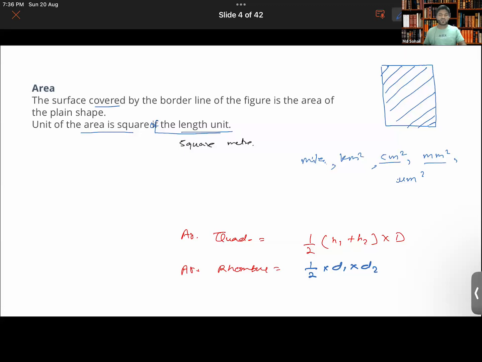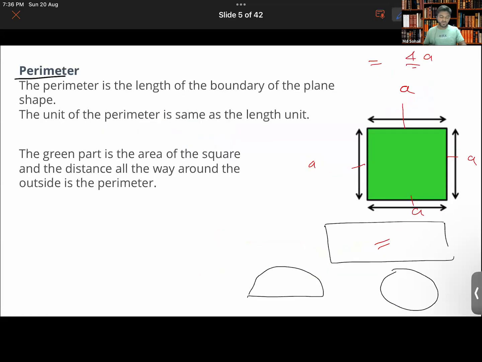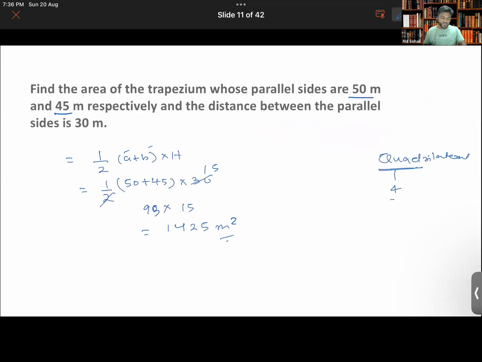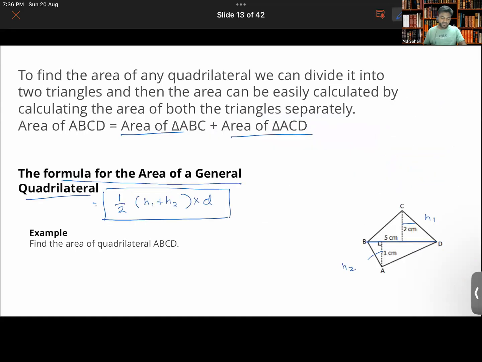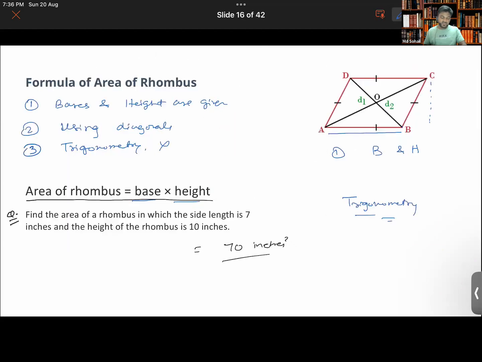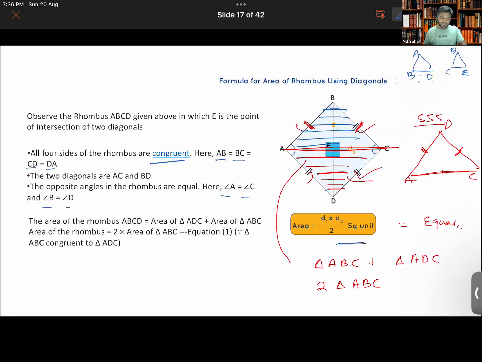And then we had area of polygons as well. We talked about area of polygons also. So that can also be calculated. As I said, simply divide the figure and then you will be getting different shapes out of the figure.